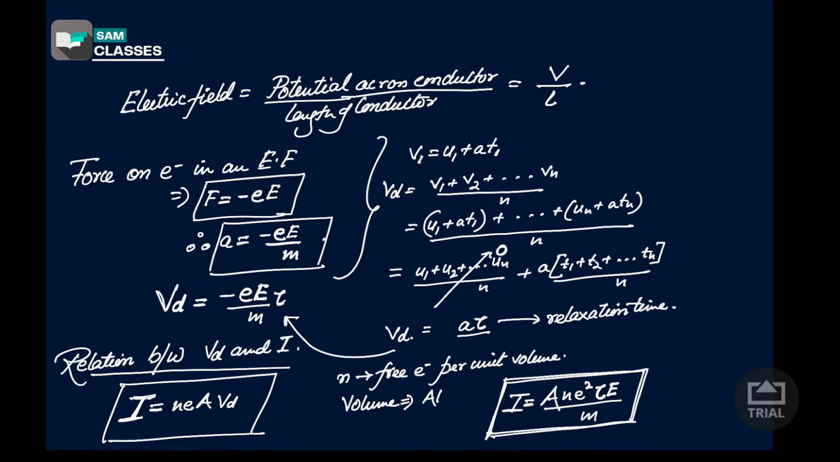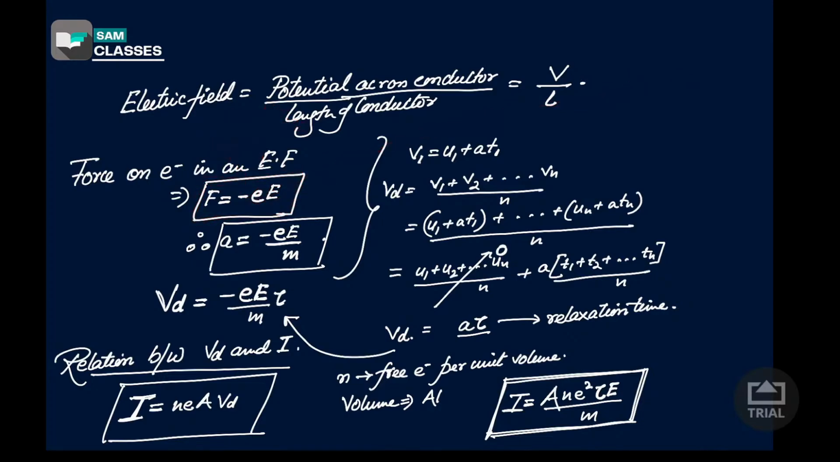Electric field. We know that electric field is equal to potential gradient, voltage by length. Now, whenever an electron is in an electric field, it will experience a force. What is that force formula? F is equal to qE. Correct. So here F is equal to minus eE. Why a minus sign? The minus sign is to show what? Direction.